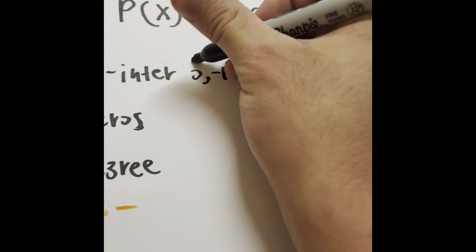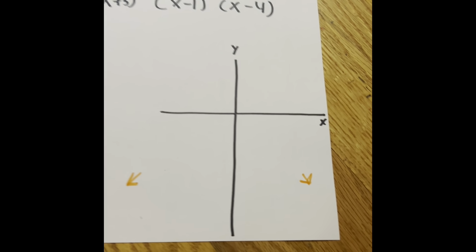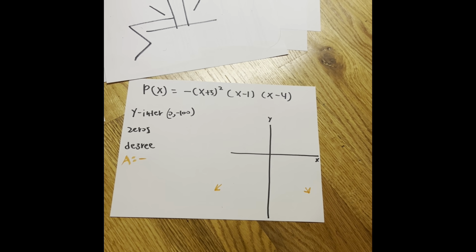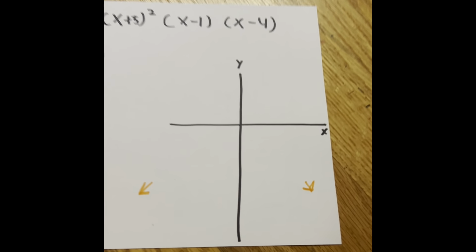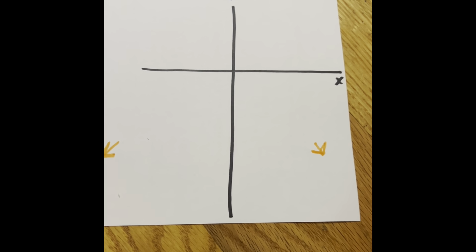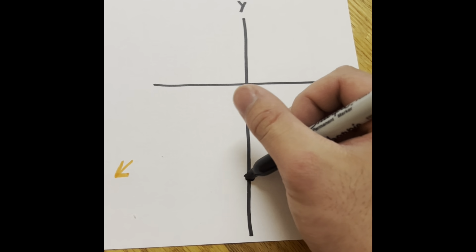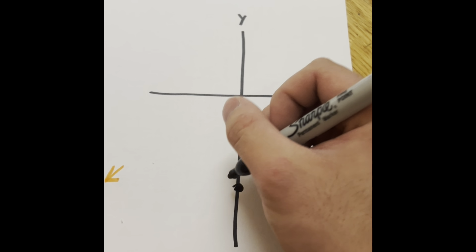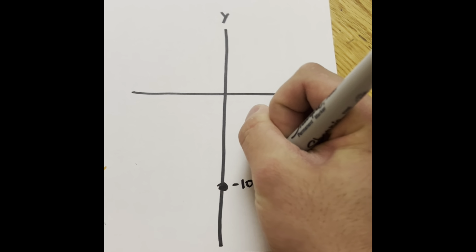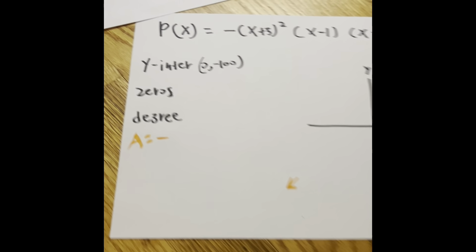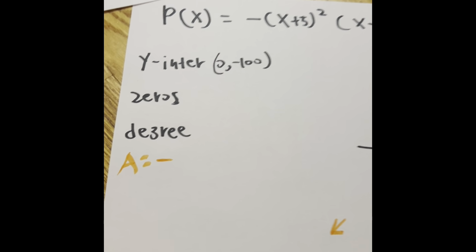But how are we going to fit that on a really big graph, when we don't have one? It's on an 8x11 piece of paper. So we're just going to mark it down right here, just for reference, as negative 100 for y. So we have the y-intercept, but what about the zeros?